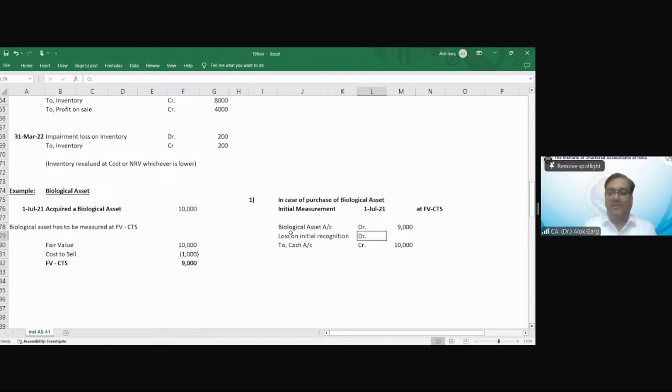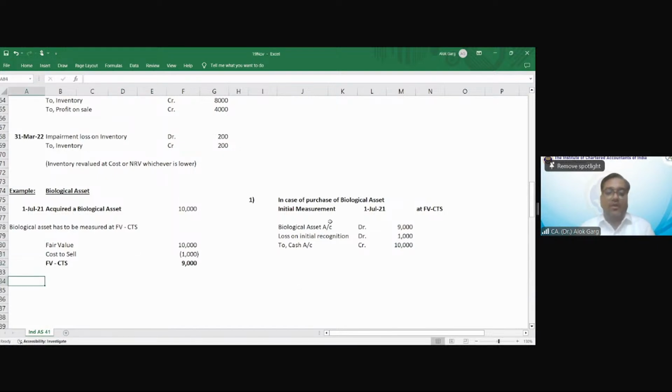Debit. Okay. 10 minus 9. Are you okay with this accounting entry? Yes, sir. So this was the initial measurement.